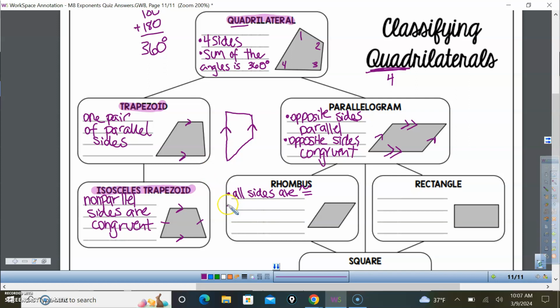So with a rhombus, we still need those opposite sides to be parallel. So I'm going to use my parallel symbol here that we learned about the other day. But on top of the fact that opposite sides are parallel, they also all have to be congruent to each other. So with a rhombus, all four sides are congruent to each other and opposite sides are parallel. So I will draw my arrows here indicating my two pairs of parallel sides.